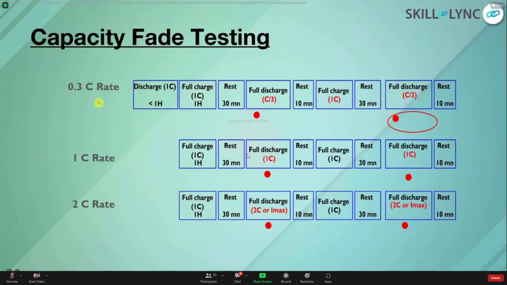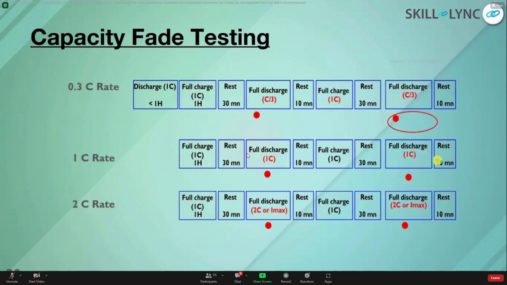So let's go to the next step, the 1C rate. With the same battery pack, we fully charge the battery pack with 1C and rest it for 30 minutes. Once it is done, we fully discharge with 1C. Once that is done, we rest the battery pack for 10 minutes. Again charge it with 1C, rest it for 30 minutes, fully discharge again with 1C, and give a 10-minute rest. Once it is done, we have the data for the second step completely.